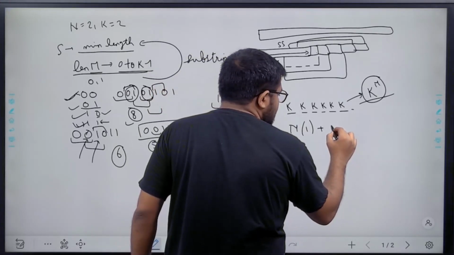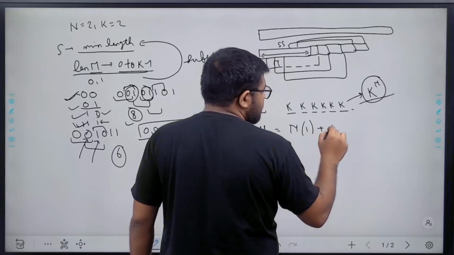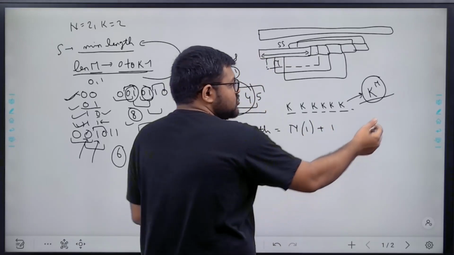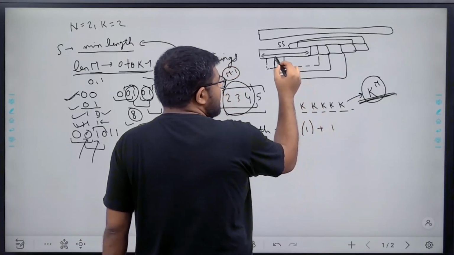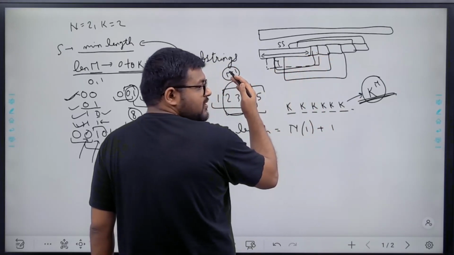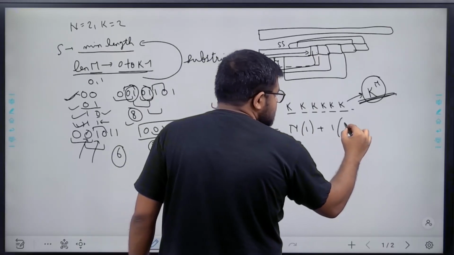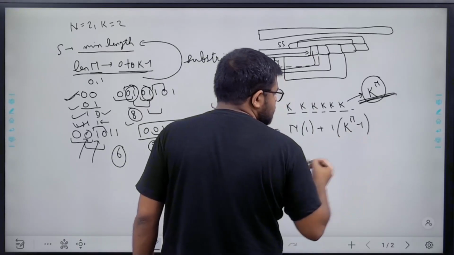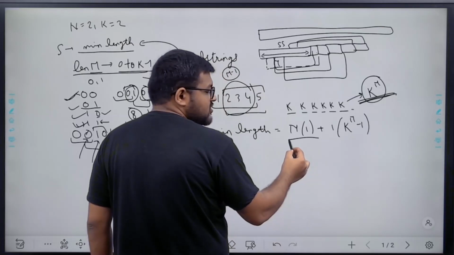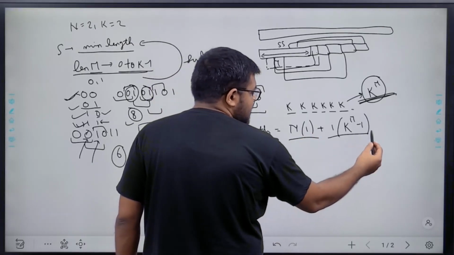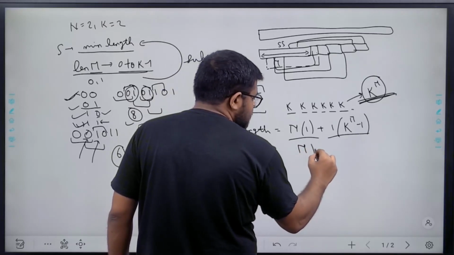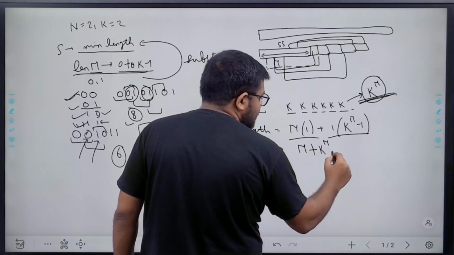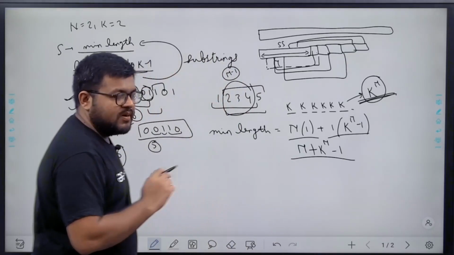So the remaining strings will be new strings. Remaining strings will be fulfilled after adding one character, because n minus 1 characters will be repeated from the previous substring, right? And there are such k to the power n minus 1 strings, because one string I have considered of length n, the first string, and the remaining strings will be formed by adding one character each. So the minimum length possible can be n plus k to the power n minus 1 by maximum overlapping.